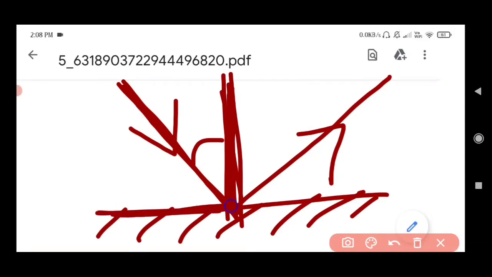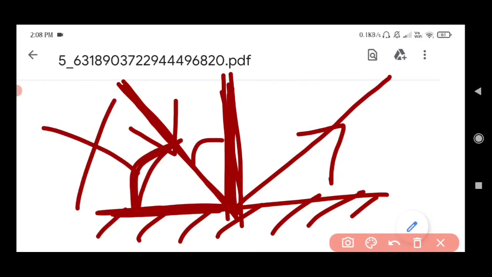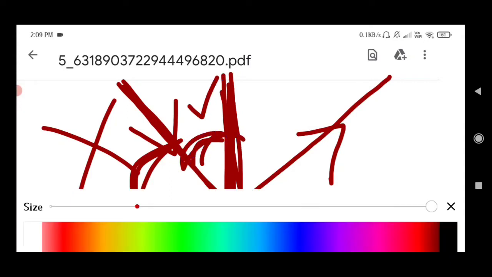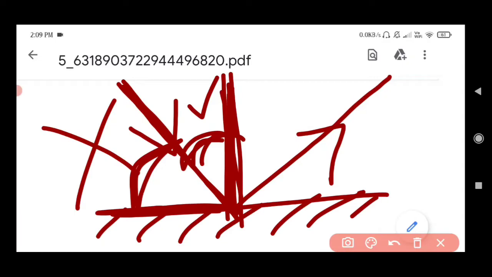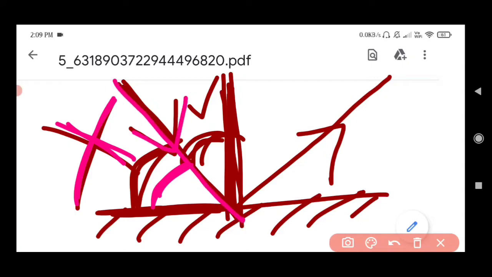not with the plane mirror, not this one, this one. Okay, I will change the color. Not this one, this is wrong. Many students consider the angle of the incident light ray with the plane mirror, but this is wrong.